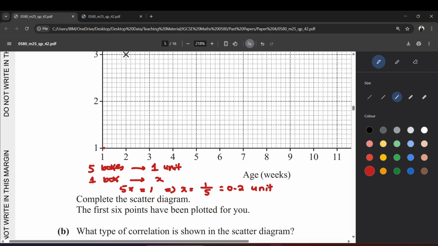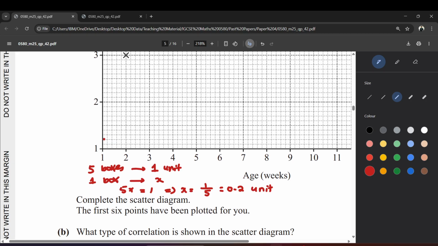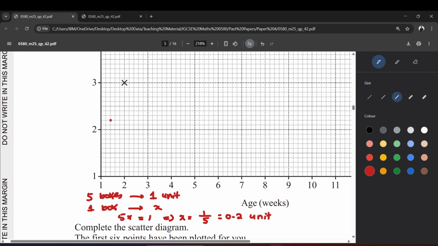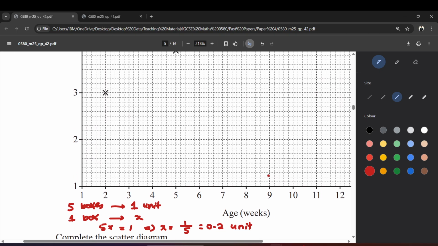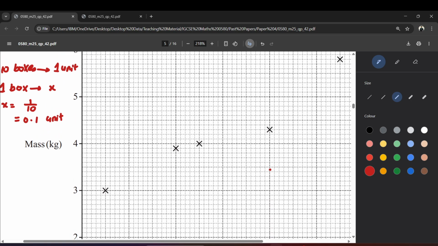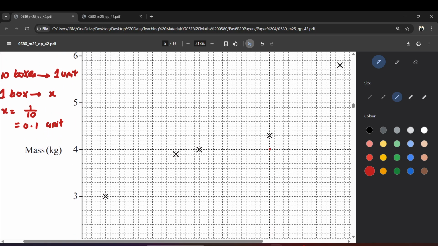So if I'm going to start counting from here, there will be 1.2, 1.4, 1.6, 1.8, and 2. Whereas on the y-axis, each box will be 1.1, 1.2, 1.3, 1.4, 1.5, and so on. Okay, so the first one was 9 and 4.6. So this is 9 and this is 4, right? Now 4.1, 2, 3, 4, 5, and 6.